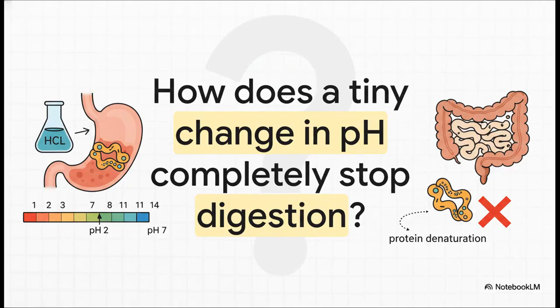So let's kick things off with a pretty mind-bending question. How can something as simple as a small change in acidity completely shut down a process as powerful as digestion? It sounds wild, right? But figuring that out is exactly what this practical is all about.